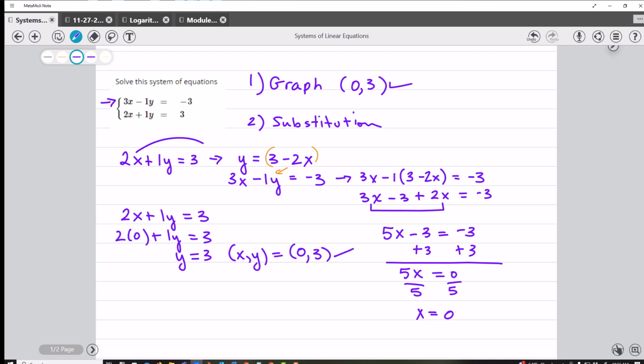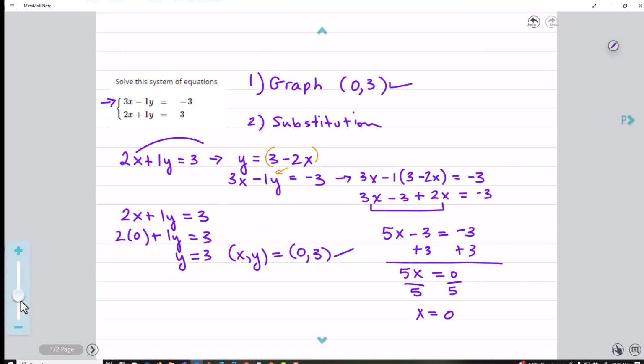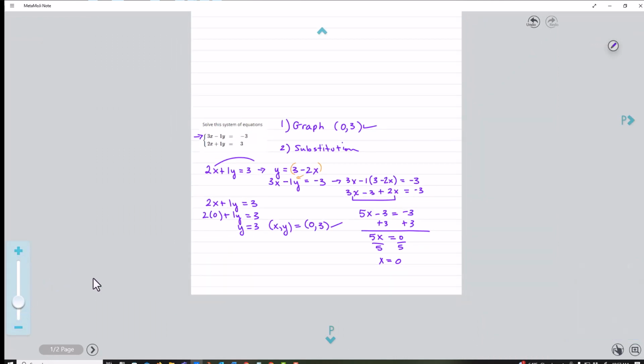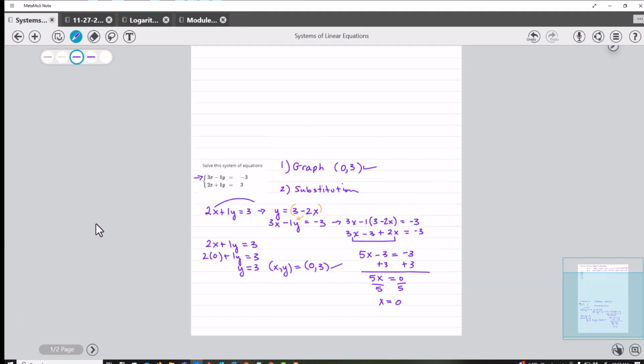All right. Typically, students that like substitution are students that are really good in algebra, that algebra doesn't really scare them. Graphing by far is my favorite method, but probably my next favorite method would be elimination.